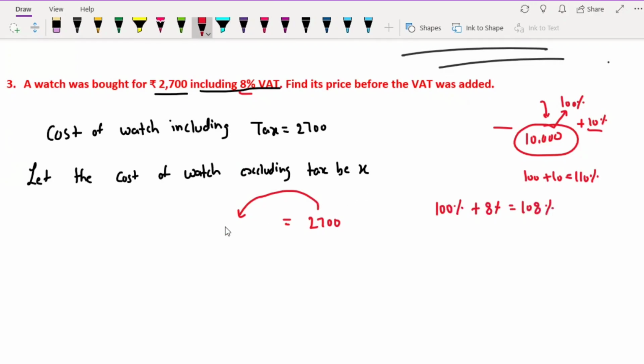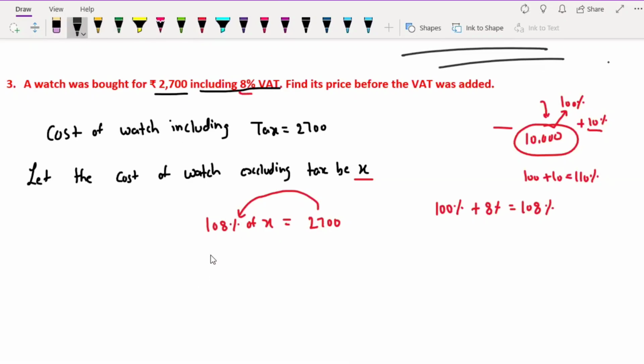108%, right? So that 108% we are going to apply on our marked price value, that is on our watch, which we have considered as our X. So this is the completion of an equation, 108% of X. So let us find out the value.